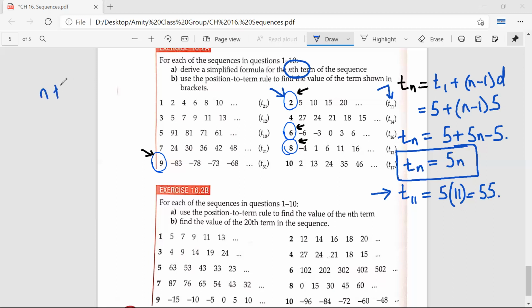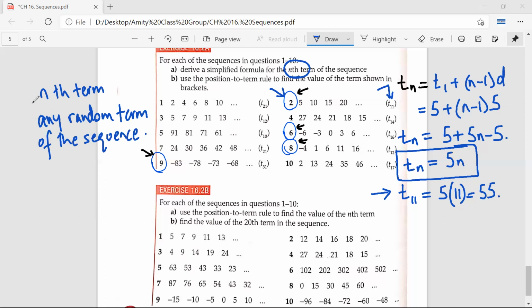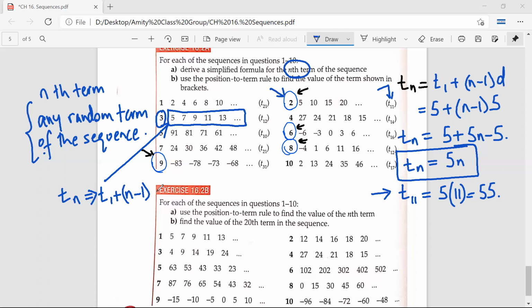See, nth term is any random term of the sequence. Have you understood the logic? Any random term of the sequence. Aishwarya ji, is it clear? Yeah. So for example, this is my question number 3. I want to find Tn. Basically, what Tn means is any random term. So I know the formula is T1 plus n minus 1 into D.